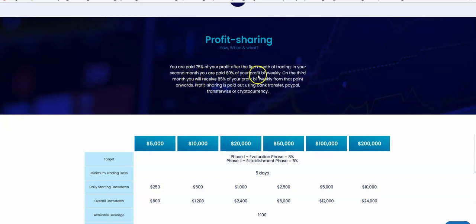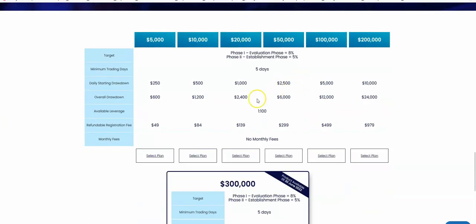And after this, it will be bi-weekly, that means every 2 weeks. On the third month, you will receive 85%. So after you spend 3 months with them consecutively without losing your account and you are making profit, your percentage increases to 85, that would be the maximum. And you get your payout every 2 weeks. The transfer is either bank transfer, PayPal, TransferWise, or cryptocurrency. That's how they pay you.